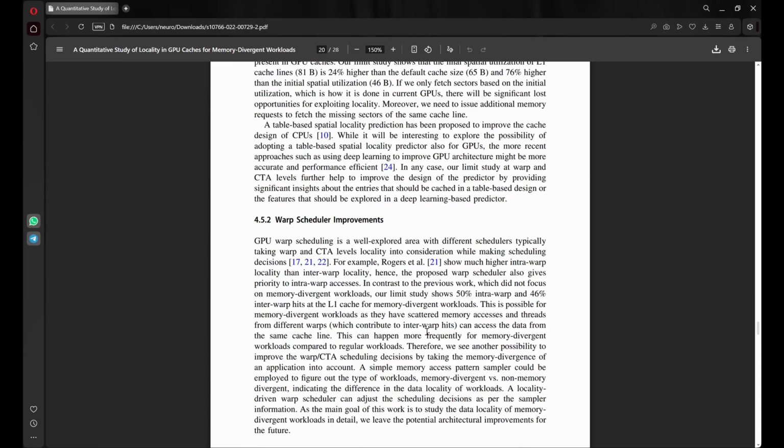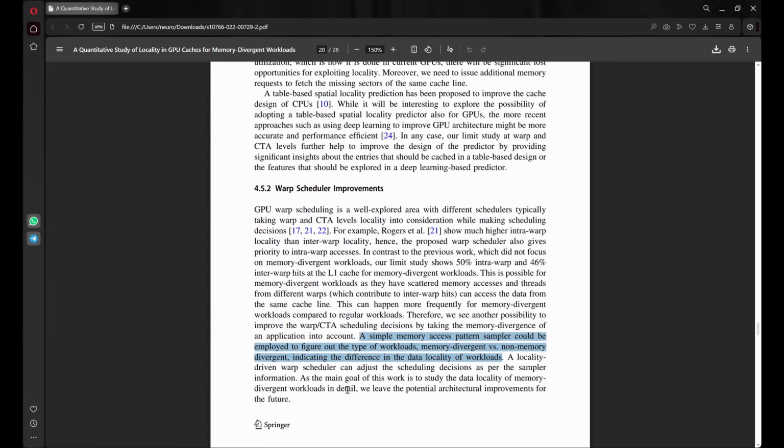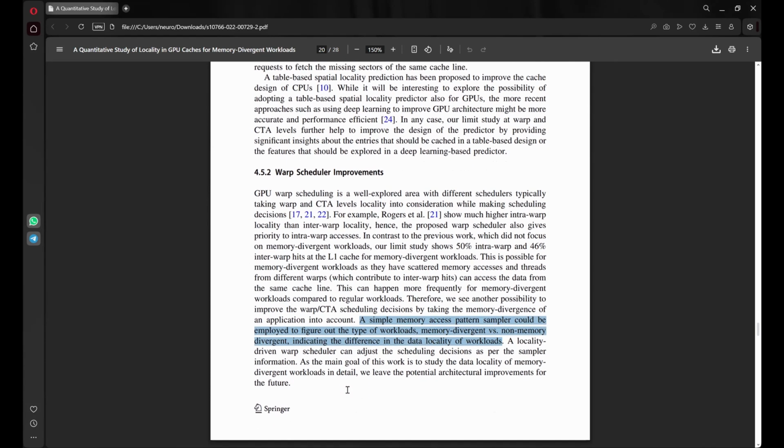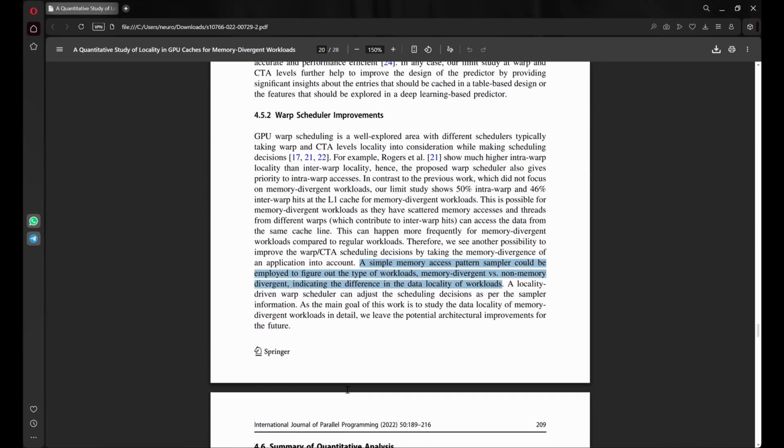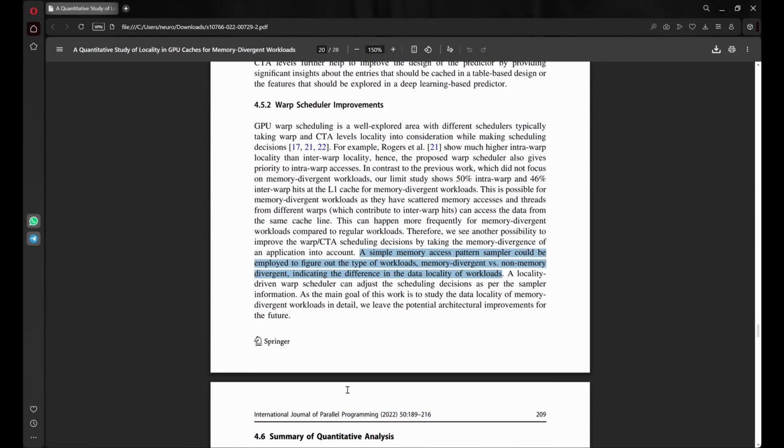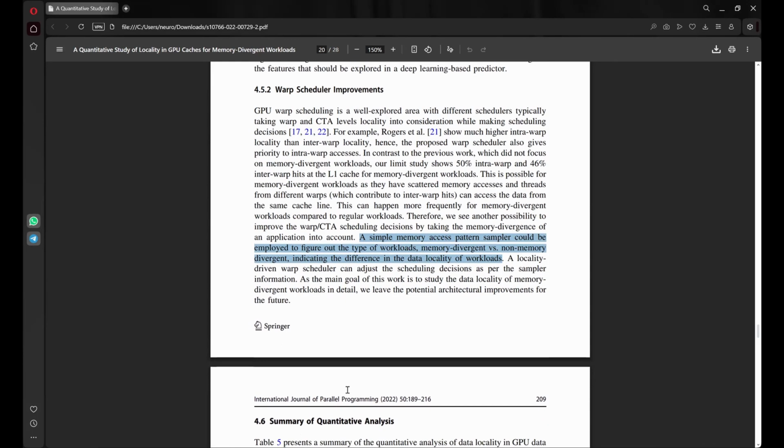A simple memory access pattern sampler could be employed to figure out the type of workloads, memory divergent versus non-memory divergent, indicating the difference in the data of workloads. A locality-driven warp scheduler can adjust the scheduling decisions as per the sampler information. The main goal of this work is to study the data locality of memory-divergent workloads in detail. We leave the potential architectural improvements for the future.